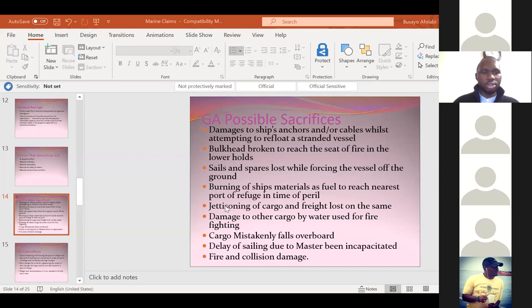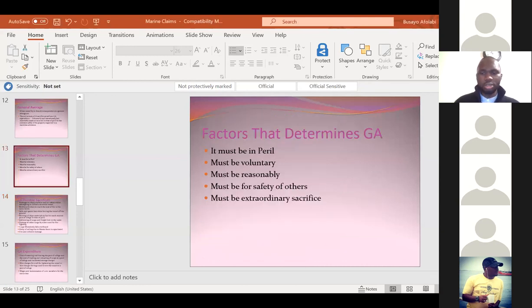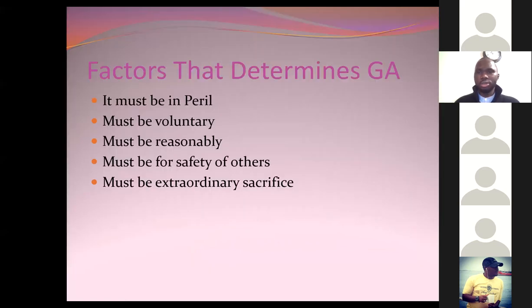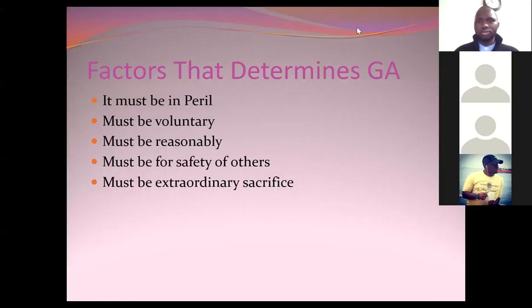Thank you, everyone. I'm just going to share this so that in case anybody wants to write this down or make a note of it, it's going to be in the group chat everywhere. Factors, like I said, if you don't take anything, take this home, that affect GA: it must be imperilled, it must be voluntary, it must be reasonable, for the safety of others, and it must be for what? For extraordinary sacrifice.